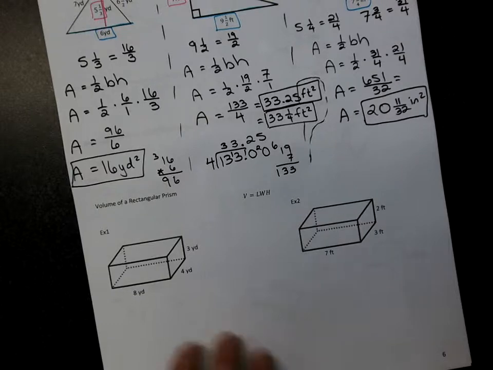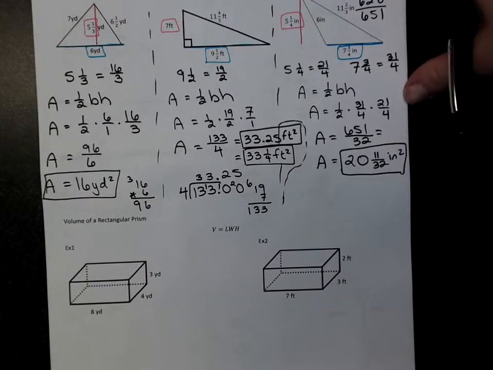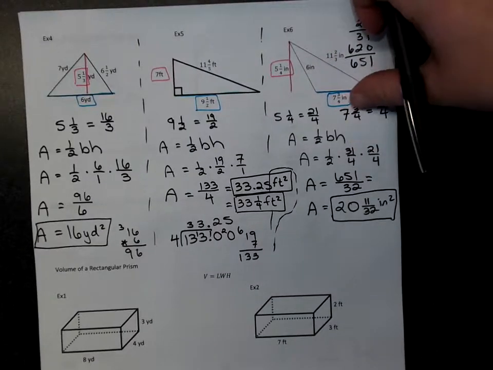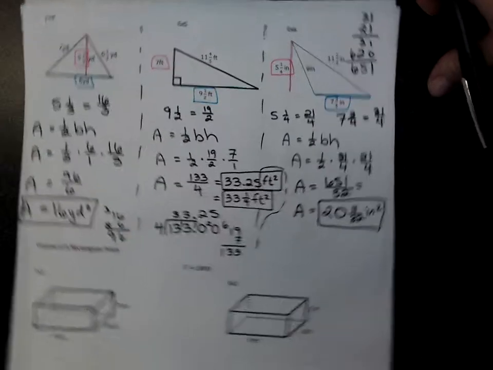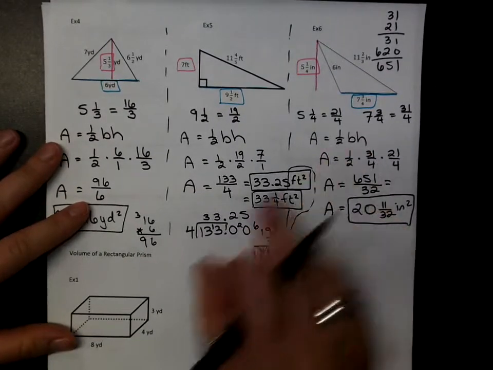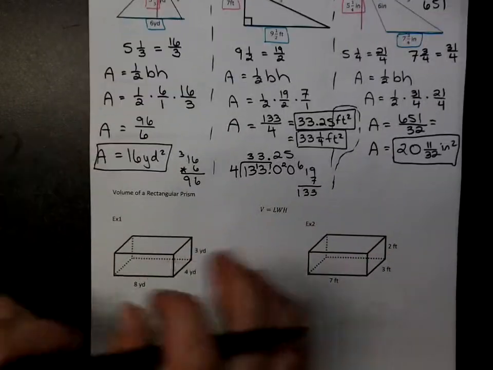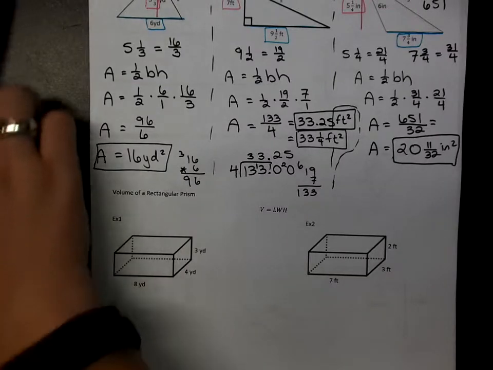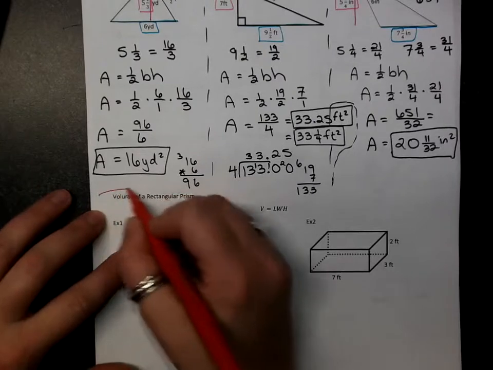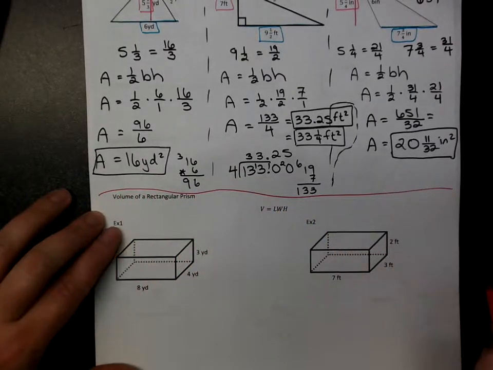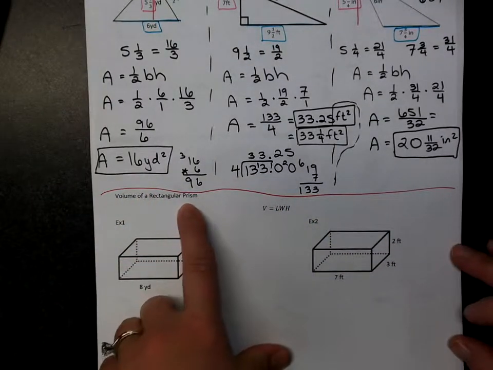Alright, so area of a triangle can get a little sticky with the numbers, only because they like to put mixed numbers as your dimensions, which makes for messier answers. But the concept of multiplying base times height times 1/2 is a pretty straightforward process. Alright, and the other topic in this section that's related to geometry is volume of a rectangular prism. And this one's really easy.